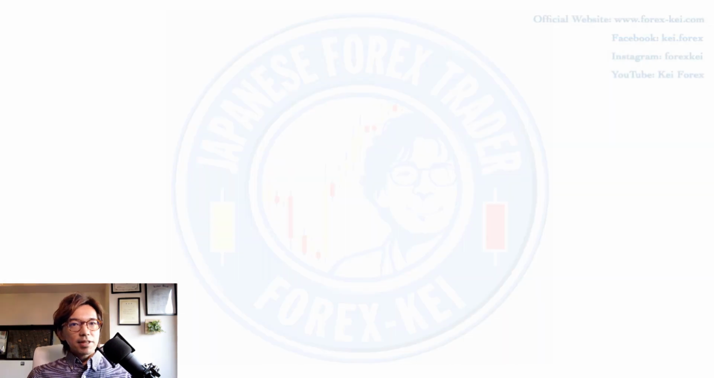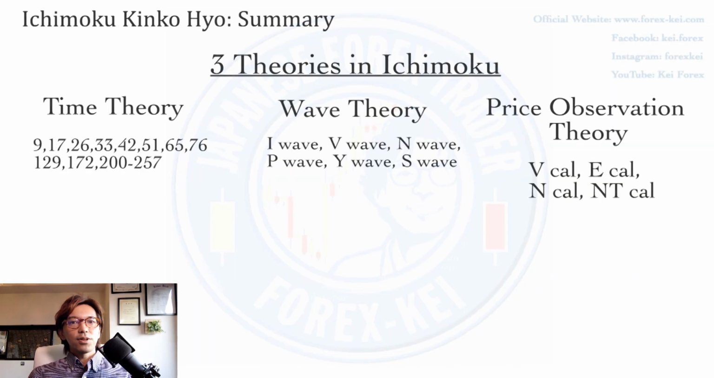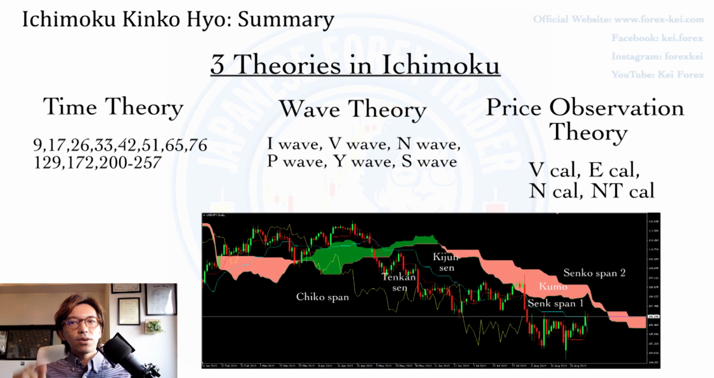So again, time theory suggests a day or a candle when the price could mark the highest or the lowest, henkabi, and it can be one of the Kihon Suchi numbers. And these numbers are like a ruler to measure the potential market cycle. Based on the time theory and wave theory, you create 3 types of waves within a certain time period. Like it could be a bearish I wave with 9 candles, or a bullish V wave with 26 candles, things like that.